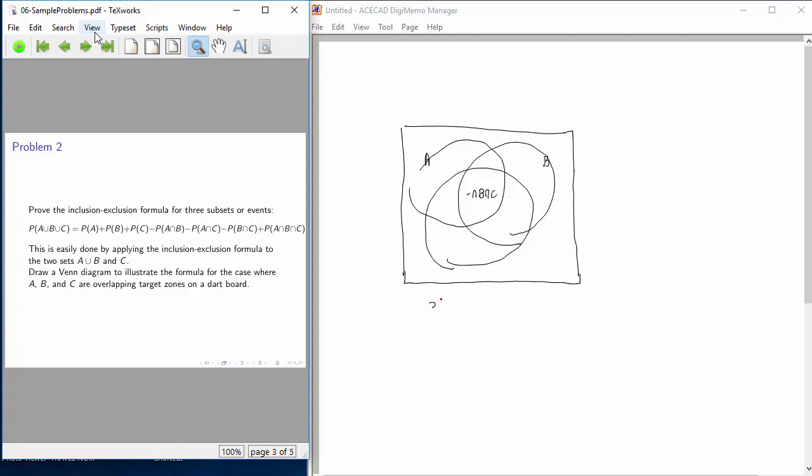So we need the probability of the union of A union B with C, and we know what that is. That's the probability of A union B plus the probability of C minus the probability of the intersection of those 2 events.